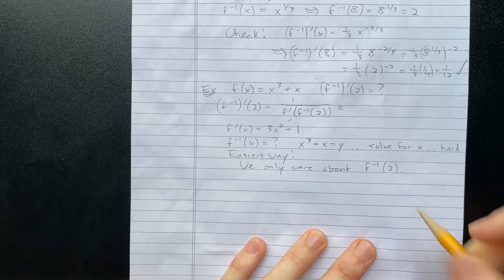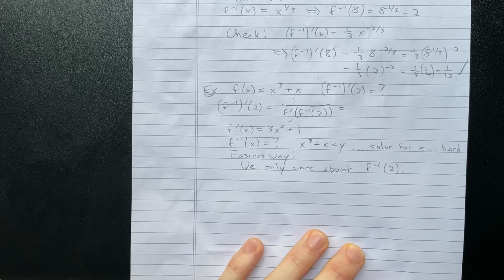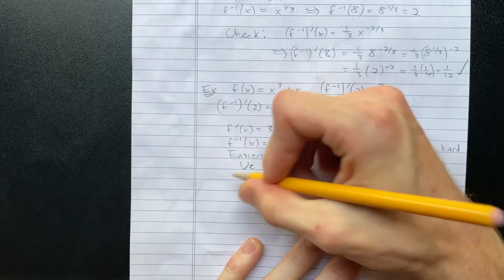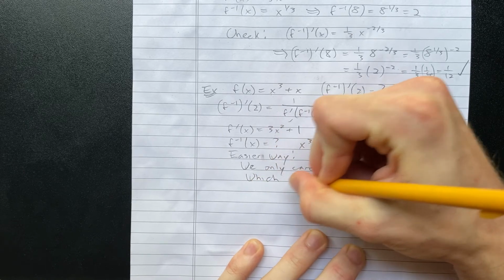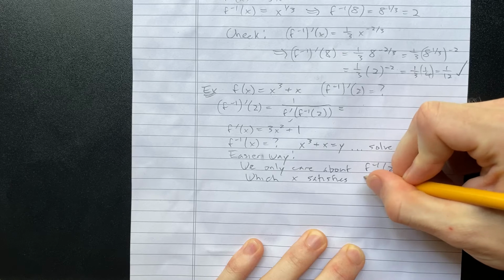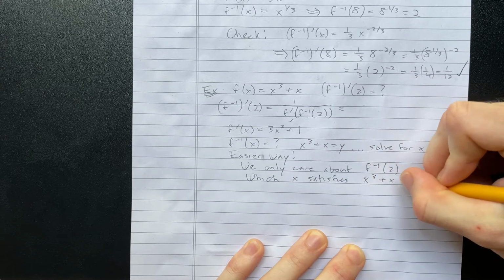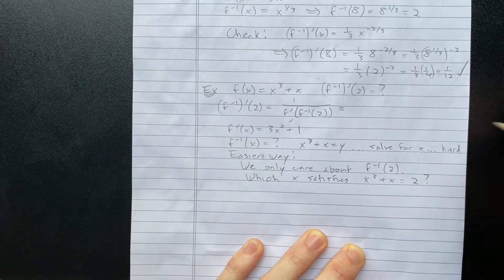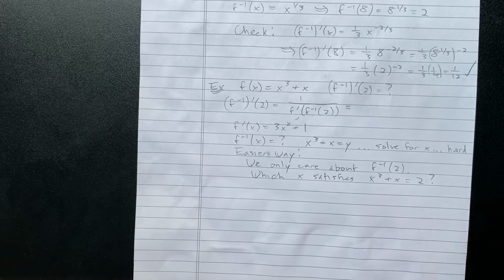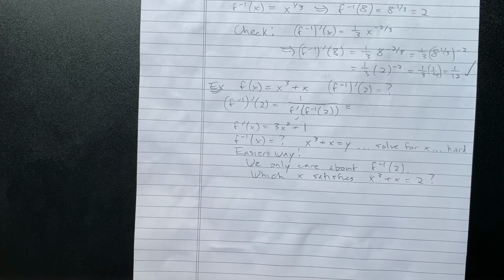So if we want to find f inverse of 2, remember we have to answer the question: what value of x, when I plug it into f, will I get 2 out of that? So which x satisfies x cubed plus x is equal to 2? That's the question we want to answer if we want to calculate f inverse of 2. And what is that value of x?